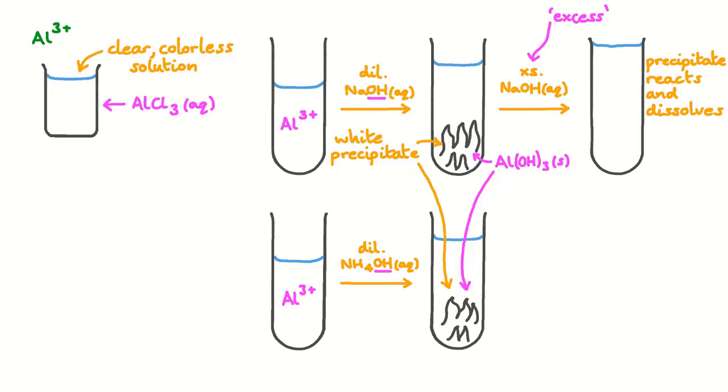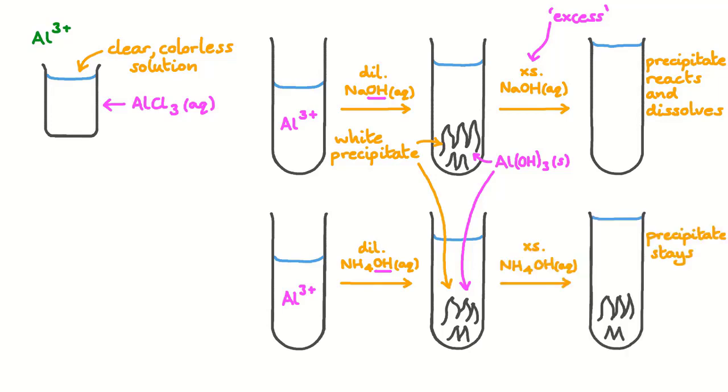Just like a sodium hydroxide solution, ammonium hydroxide acts as a source of the hydroxide ion. However, if you add an excess of ammonium hydroxide or concentrated ammonium hydroxide, the precipitate will not redissolve. Again, we're not going to go into the reasons for this, we just have to remember it.